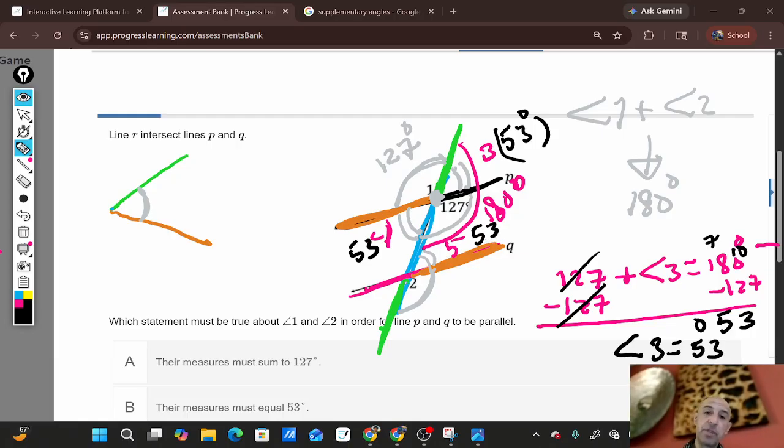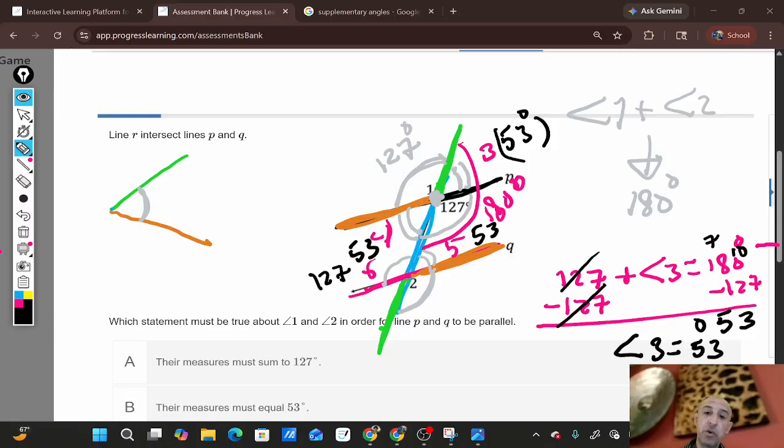The same thing with angle 127. The 127, it is above the line to the left. So we can say that this angle, we can call it angle 6. Okay, it is above the line Q and on the left. So that's mean angle 6 is 127.